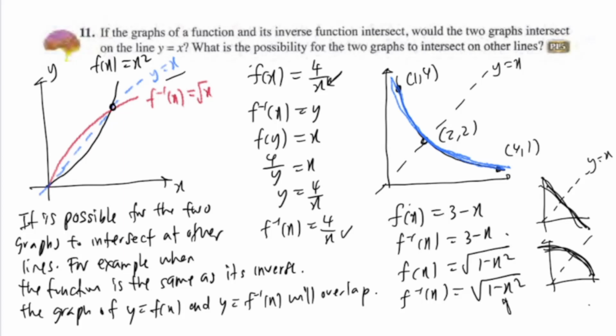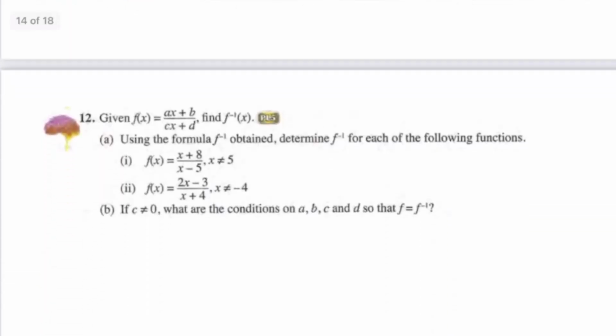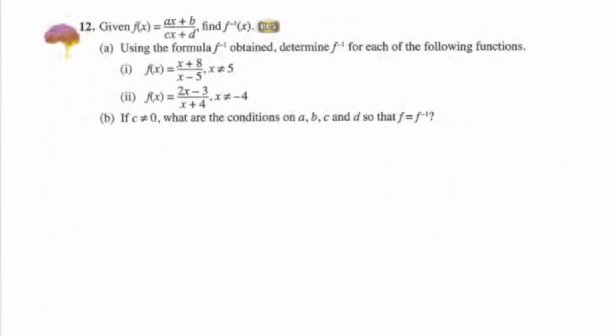Okay, all right, let's look at number 12. Given g(x) equals (ax plus b) over (cx plus d), find f inverse. Okay, this is a very interesting question as well. I like this question actually, right? Using the formula for f inverse, determine f inverse for each of the following.